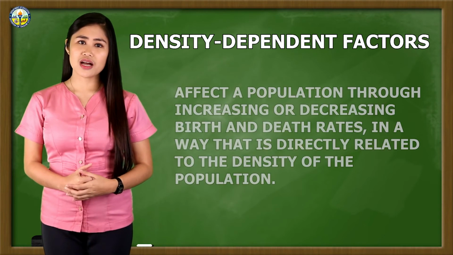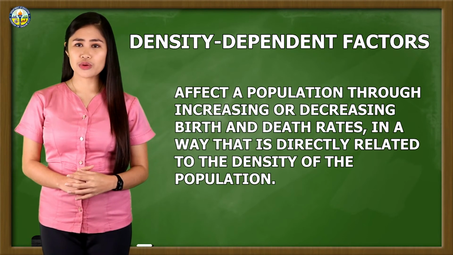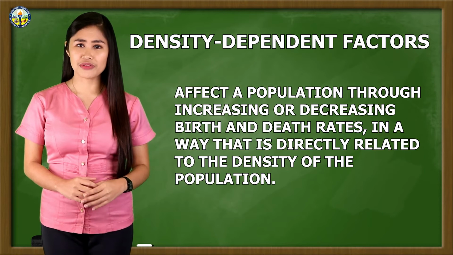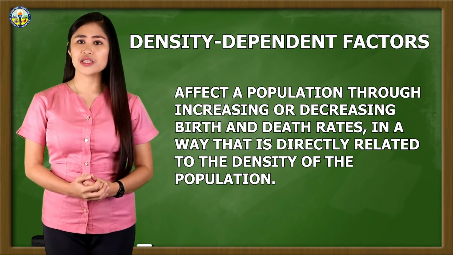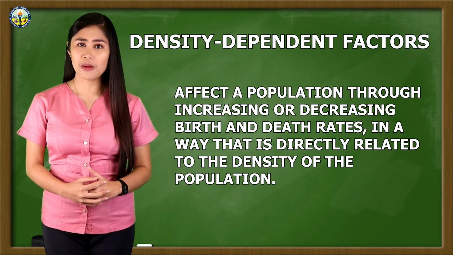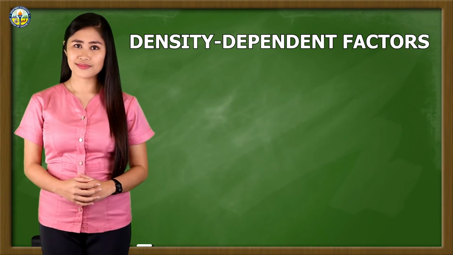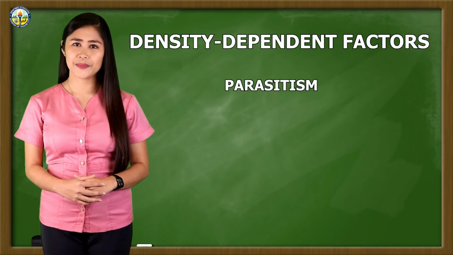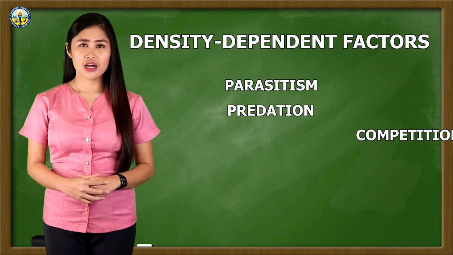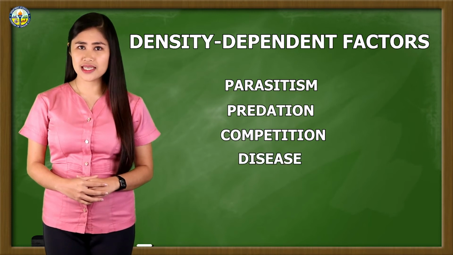Density-dependent factors affect the population through increasing or decreasing birth and death rates in a way that is directly related to the density of a population. Examples include parasitism, predation, competition, and disease.